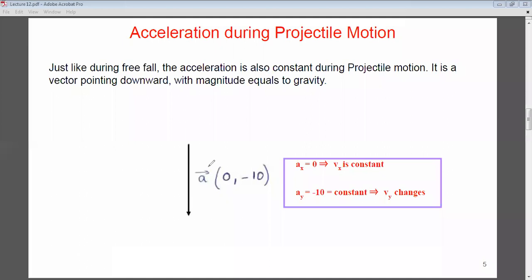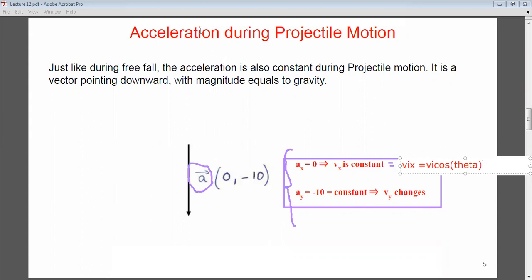Okay, so now vector a has 2 components, ax and ay, where ax is 0 and ay is -10. ax is 0 implies Vx is constant, and this will be equal to V initial x, which is from the previous slide, V initial cosine angle theta. So if I have V initial and I have angle theta, then I know what is Vx through the whole motion. However, Vy is changing because ay is -10, it's constant, so Vy is actually changing.